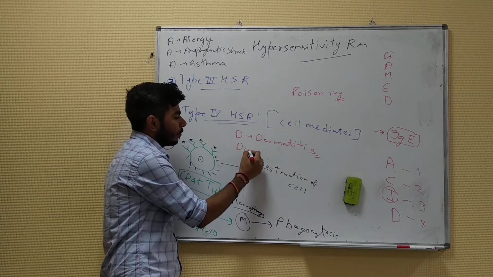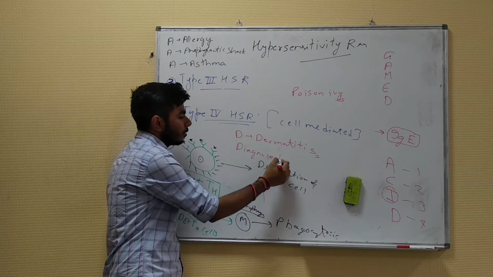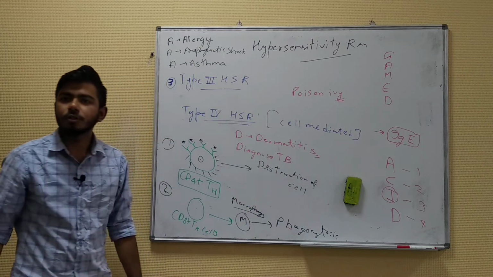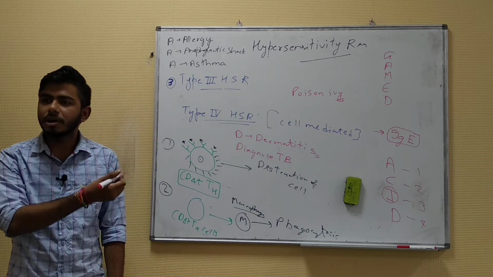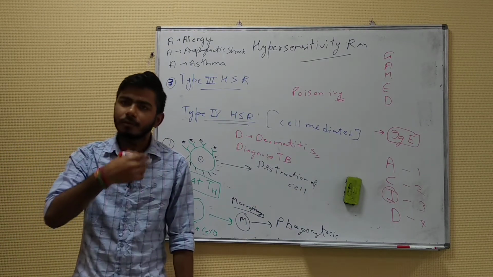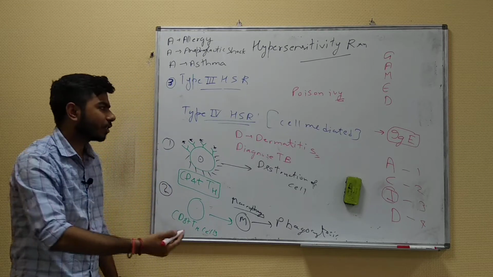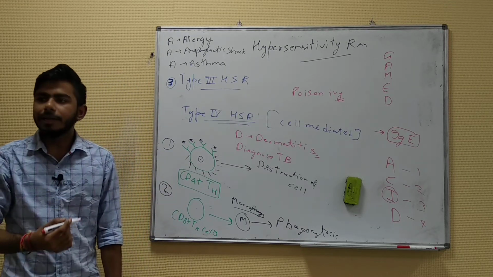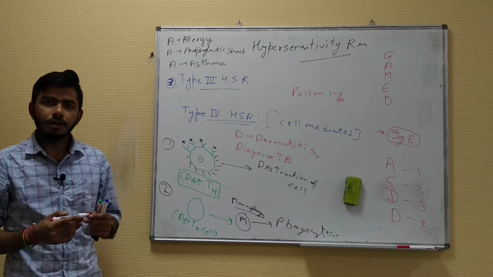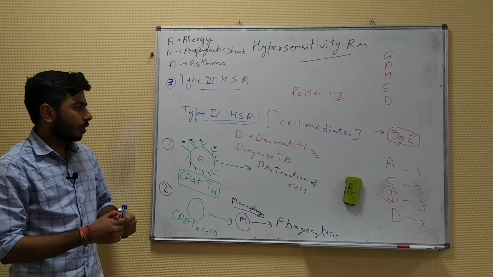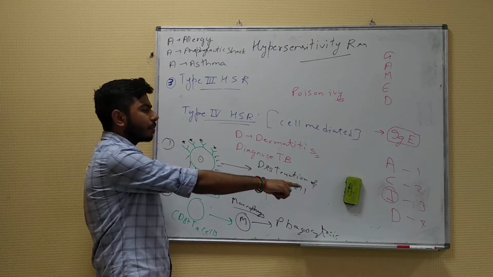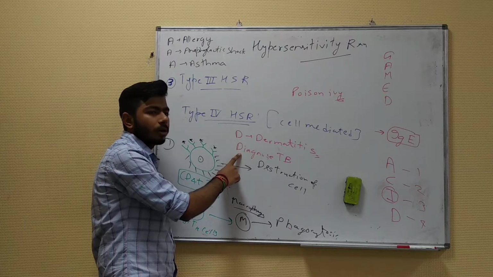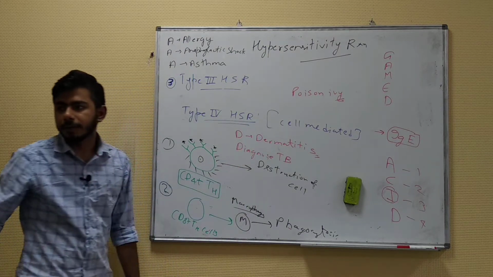It is helpful in diagnosing TB. Mantoux tuberculin test. Again, it takes about how much duration? 48 hours. It will also be included in which kind of hypersensitivity? Delayed hypersensitivity or type 4 hypersensitivity. Okay. So D for delayed hypersensitivity, D for dermatitis, D for diagnose TB.